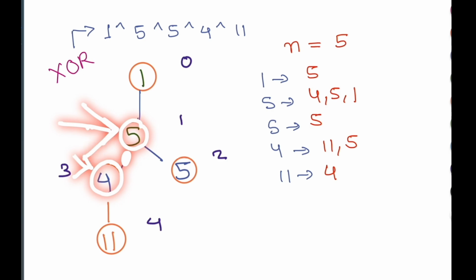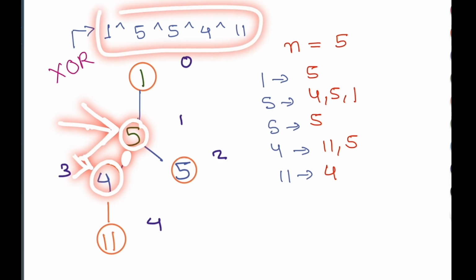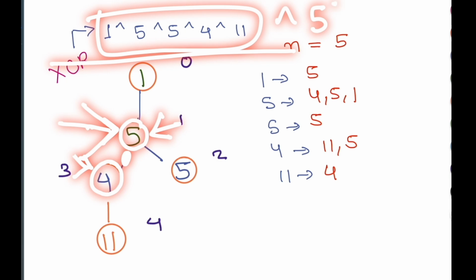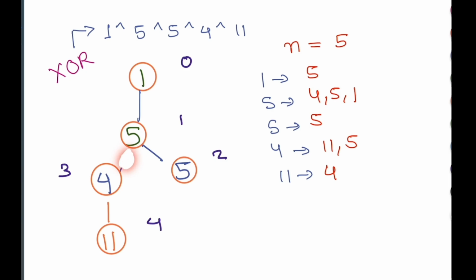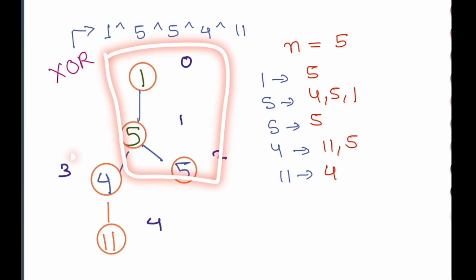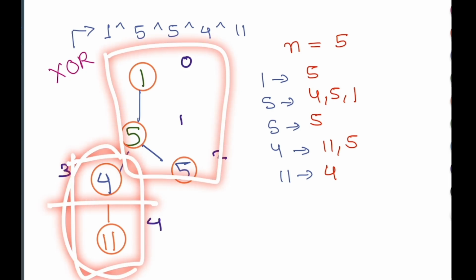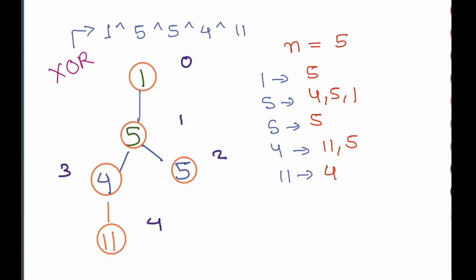If this is the parent, and you apply the same formula, that is, taking the XOR of the whole array with the parent, then you are eliminating this 5 and 5, but you are not eliminating 1, you are not eliminating 5. What I mean to say is, if you remove this edge, you have two trees. This is your first tree, this is your second tree. In the second tree, the tree which has the child, you have to find the XOR of 4 and 11.